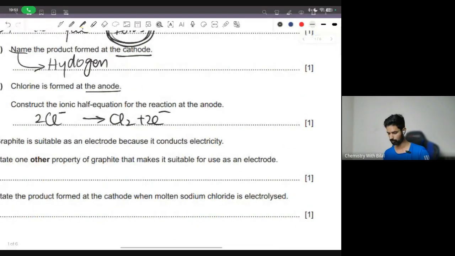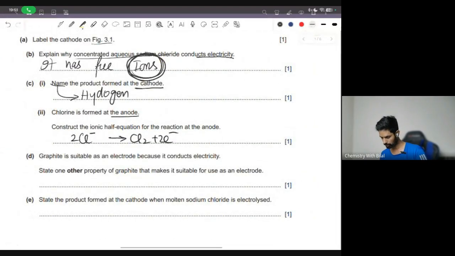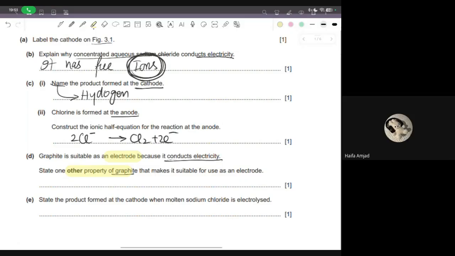Graphite is suitable as an electrode because it conducts electricity. State one other property of graphite that makes it suitable. We did not do this one. Graphite is used as electrode because it is a good conductor. There is one other reason why we use graphite as an electrode. What is that? Sir, it doesn't react. It is an inert electrode.